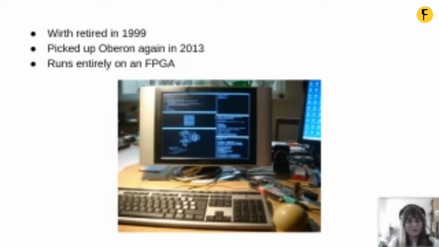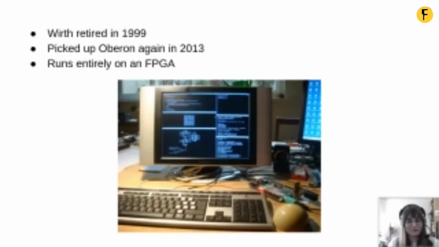So he decided to pick up the operating system itself again in 2013, and this time around ran it entirely on an FPGA using a processor he himself designed and created. So as a brief aside, an FPGA is basically a little hardware thing you can write your own hardware to in a language like Verilog, and you can just flash it to the FPGA, and it will essentially run your hardware for you. So you can design your own processor and actually run it without having to manufacture it.